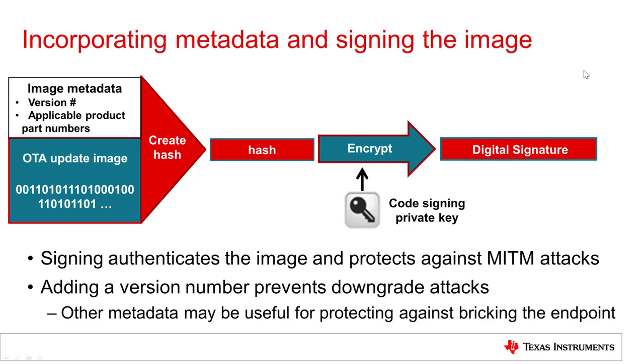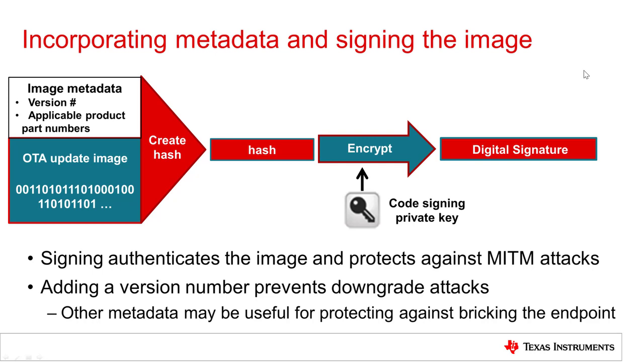Now, of course, simply signing the image doesn't address the downgrade attack approach. To counter downgrade attacks, it's useful to add metadata. Obviously, one extremely important piece of metadata is the actual version of the software image. So if we append some metadata to the image prior to creating the signature, at that point we'll have a version associated with the image which will prevent a downgrade attack from happening.